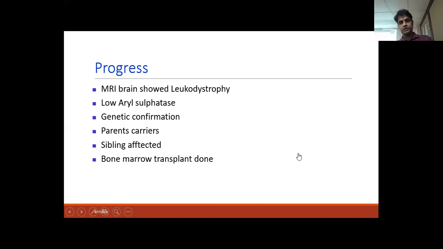So this child, this is the MRI which showed leukodystrophy, parieto-occipital predominant, suggestive of metachromatic leukodystrophy. Arylsulfatase A was low. Genetic confirmation was done on the index child. Parents both were carriers. The sibling was unfortunately affected as well. Although we tried to pick him up early, the one in the video went on to have a bone marrow transplant, but has not done remarkably well because the MRI had already started showing some changes by the time we first saw this child. Usually, if it is pre-MRI changes, then the success of the bone marrow transplant is better.